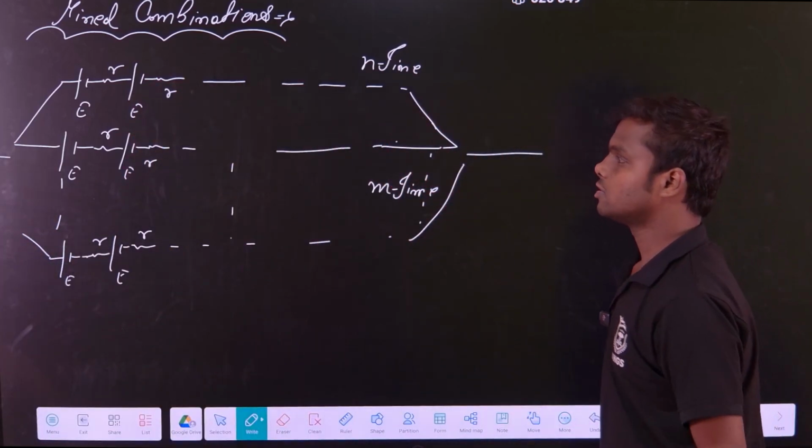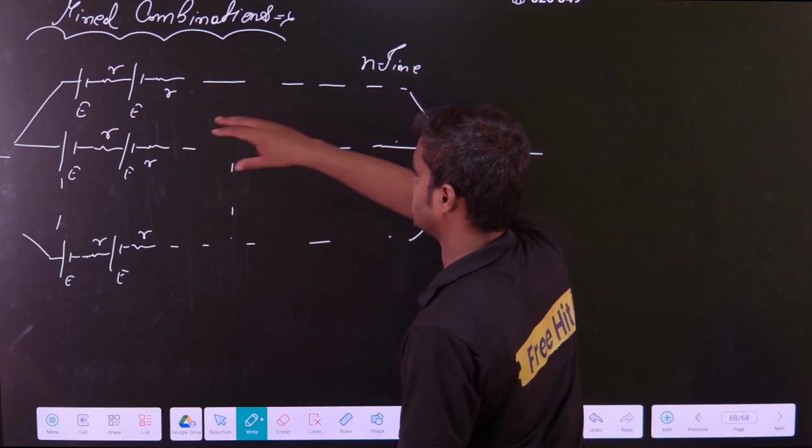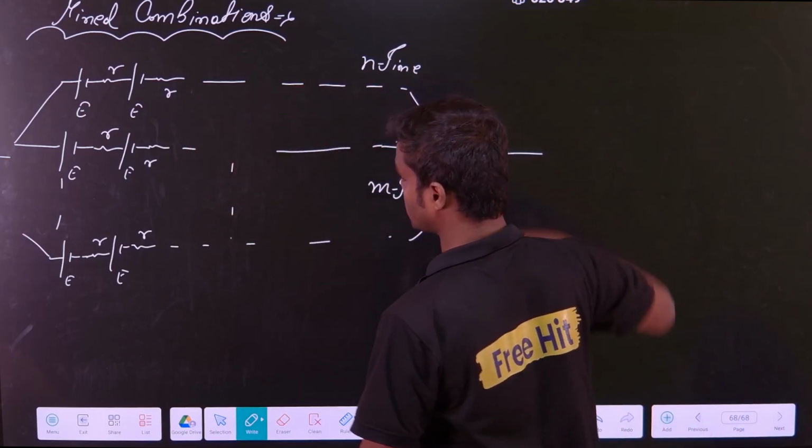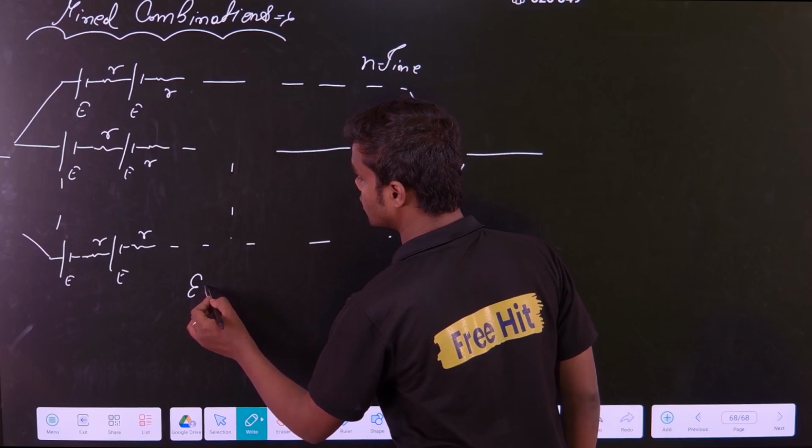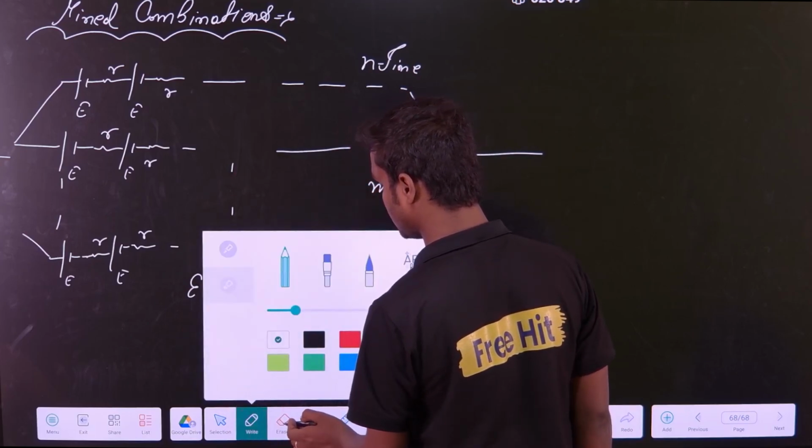How will you do it? First I will apply the series combination. If I apply the series combination, then how will your circuit be replaced? Let us take it.